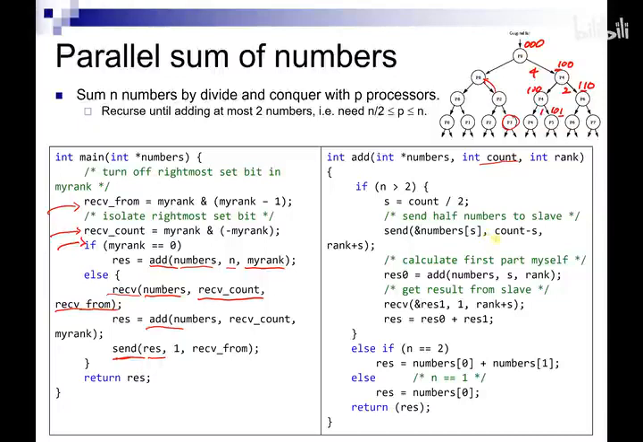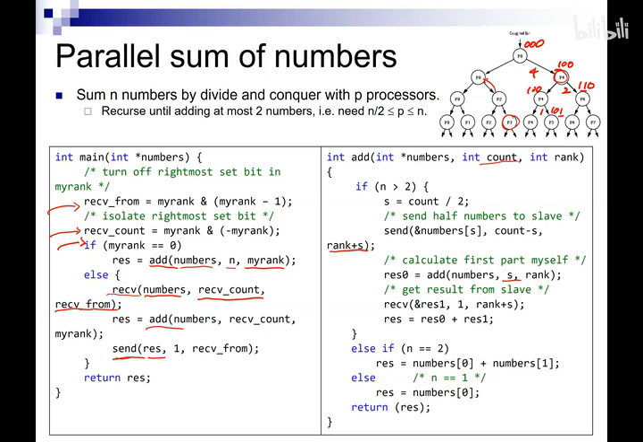Now, how do I figure out who to send to? It's my rank plus the number of values I have. For example, here, P4: his rank is 4, and he got 4 values, so he wants to send out 2 values, and he's going to send this to rank plus S, which is 4 plus 2, which is 6. So P4 sends to P6. For the remaining half of the numbers, he's going to add them himself.